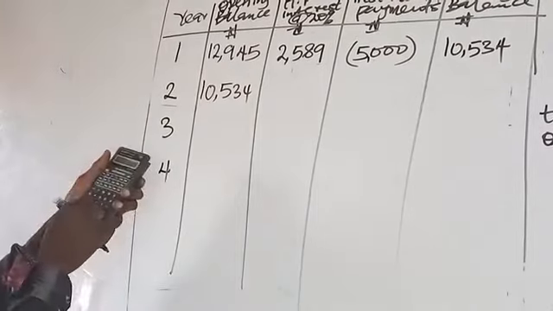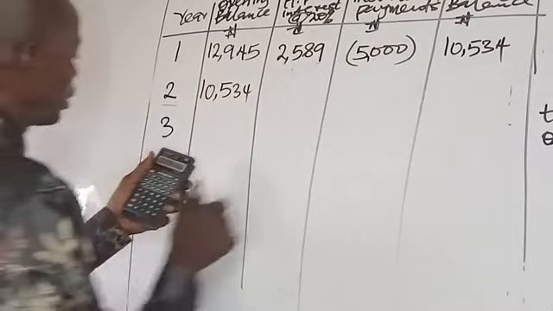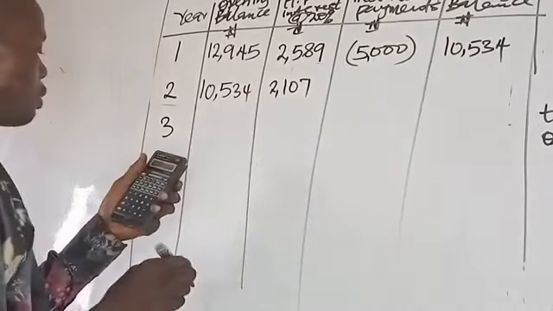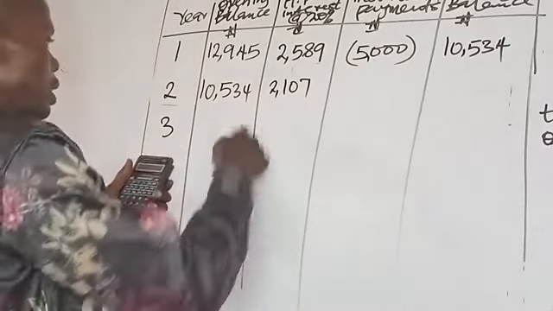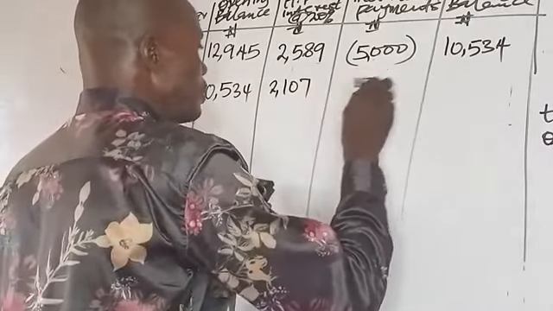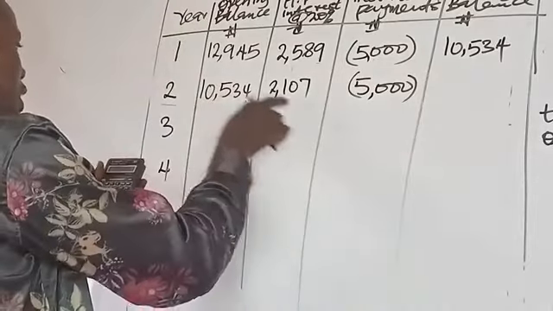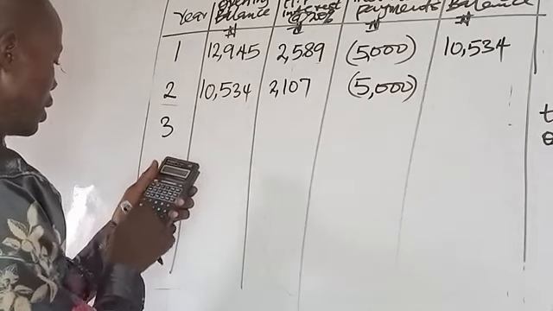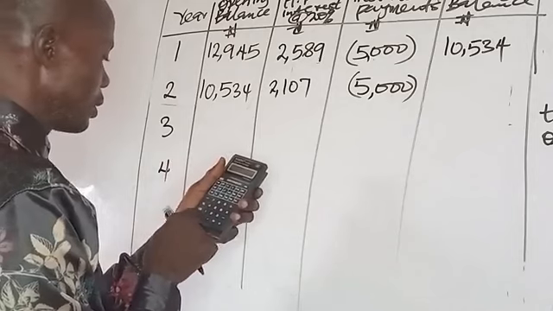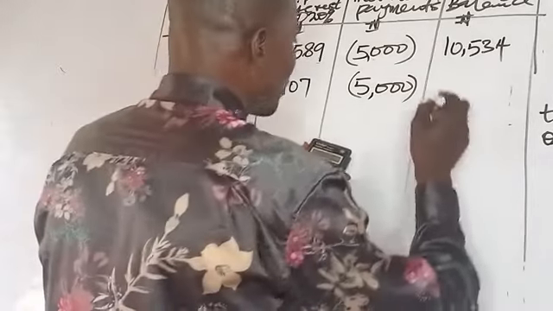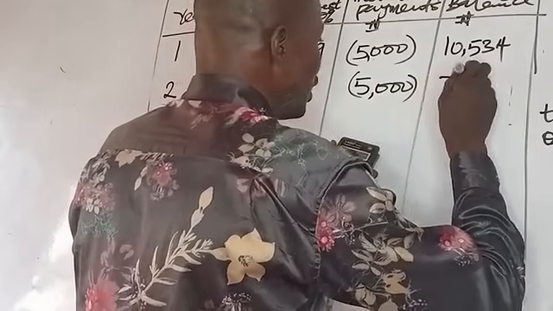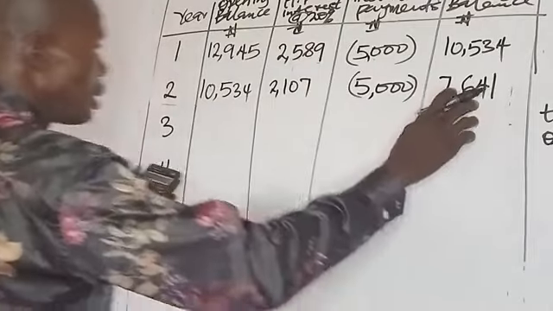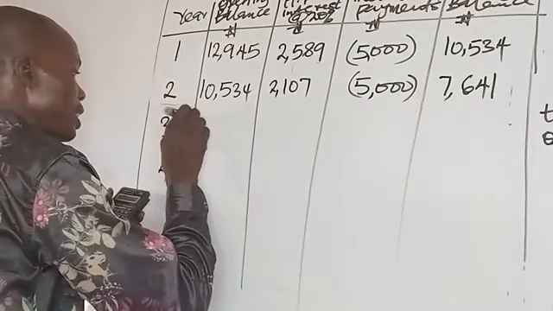10,534. You calculate 20% of that, it gives us 2,107 approximately. The installment is 5,000. So 10,534 plus 2,107 minus 5,000, then you will be left with 7,641. That is the closing balance. The closing balance becomes the opening balance in year 3.